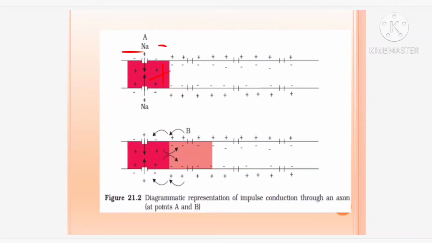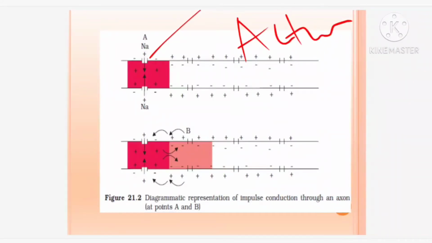And this state is called what? The depolarized state. What do we call this state? We call this state a depolarized state. This can also be called the action potential. The action potential is generated.